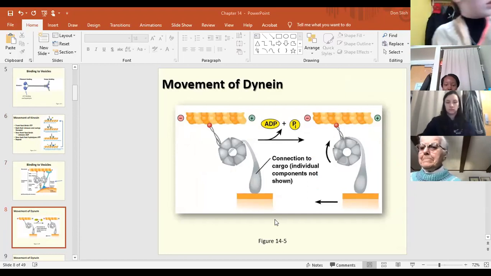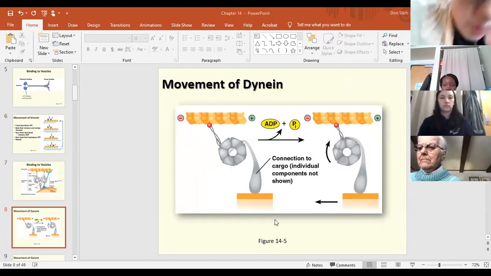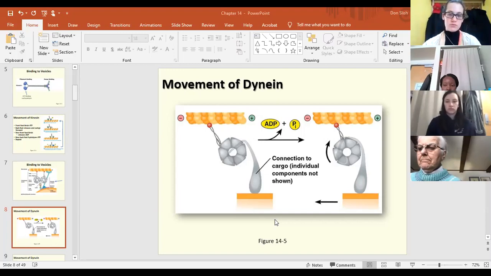Is there multiple kinesin attached to the vesicle or a single attachment? I think just one molecule is all that's needed to move that vesicle. In this next video, you'll see one molecule of kinesin moving a vesicle, and I think that's the way it works.